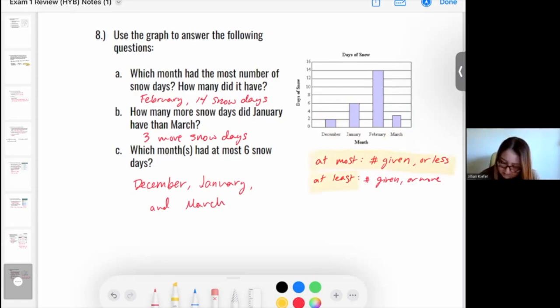So this is something that's important to remember, the difference between at most and at least. It can help you with these certain types of problems, just knowing kind of what it's asking you for. So, all right, that concludes problem 8.